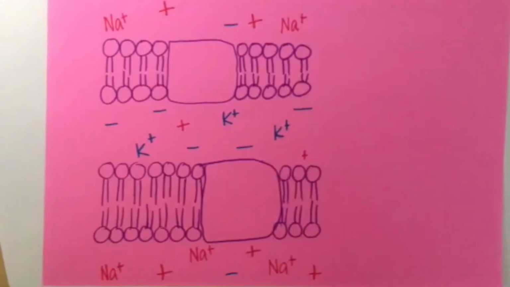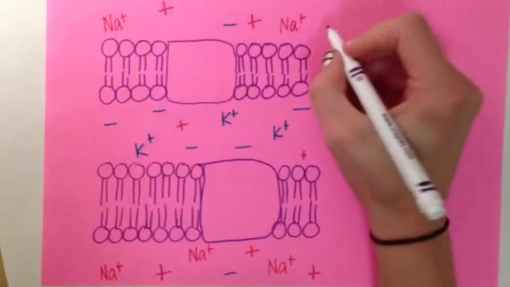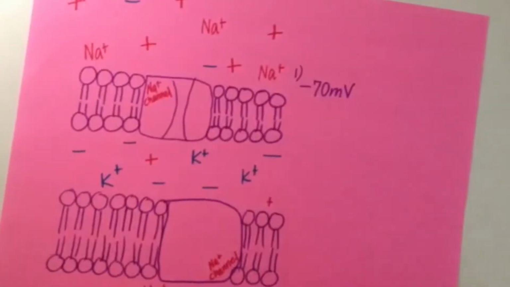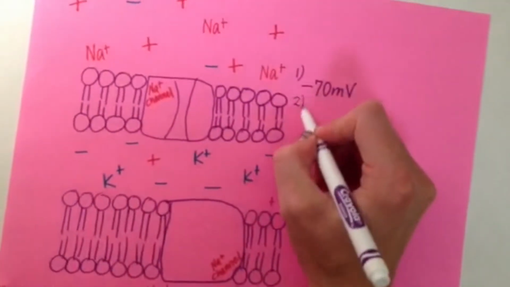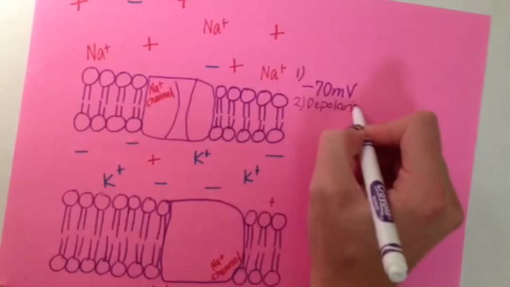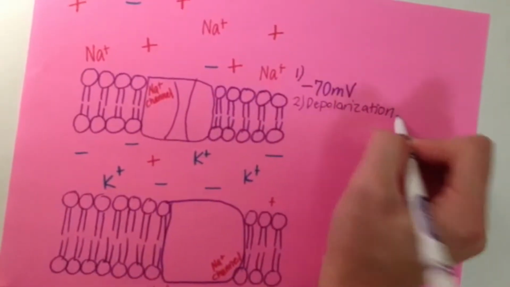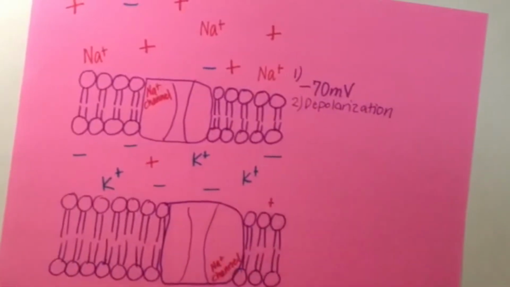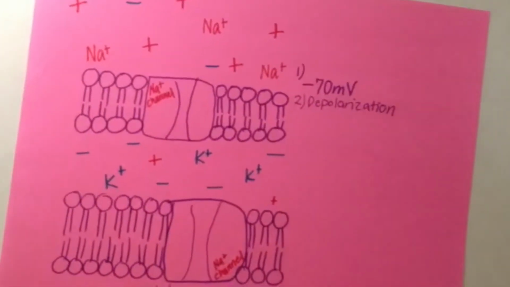The first stage of an action potential is where the neuron is at its resting state. At this state, the neuron is charged at -70 millivolts. The second stage of an action potential is called depolarization. This is where the voltage of the cell becomes more positive and less negative. Depolarization causes the voltage-gated sodium channels to open, allowing for the positive sodium ions to come rushing into the neuron.